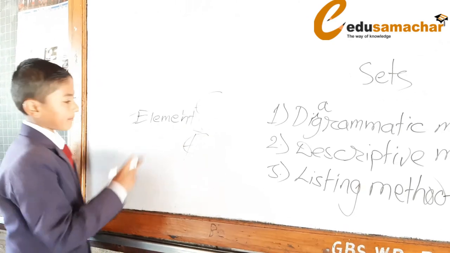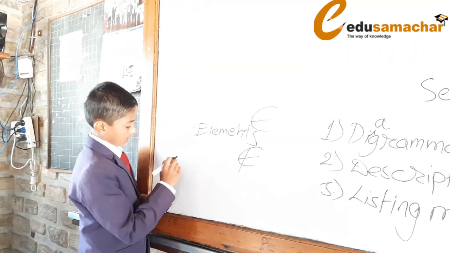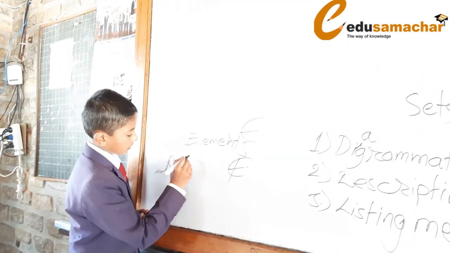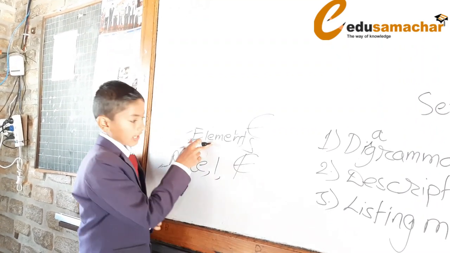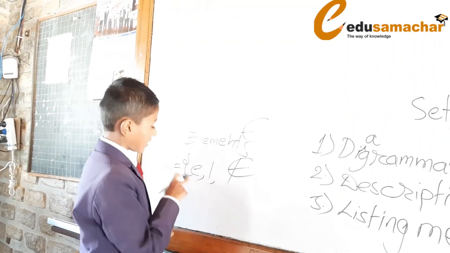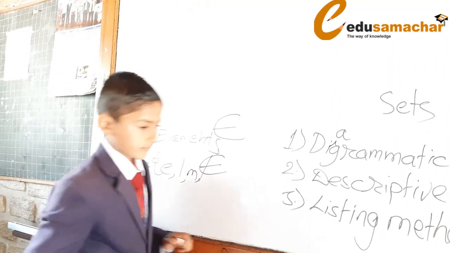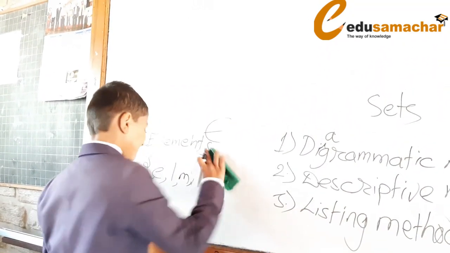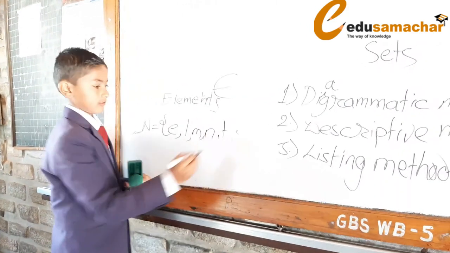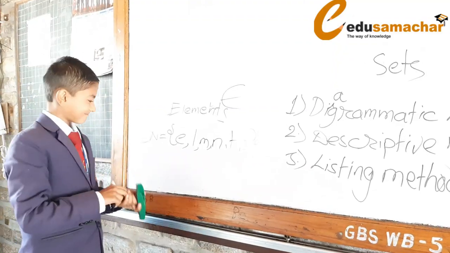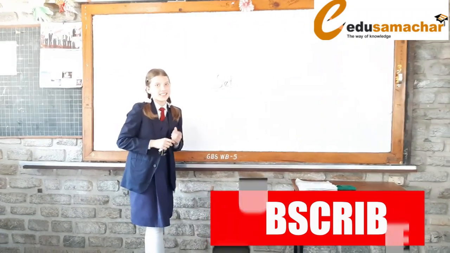Now let's take an example. If there are elements and you have to write this in a set, you have to write like that. A equal to curly bracket E comma L comma. Here there is a double E, so we don't have to write it again because we have already written E. Okay, E, L, M, comma T, comma S. Understood? Yes, sir! This is the collection of well-defined objects.